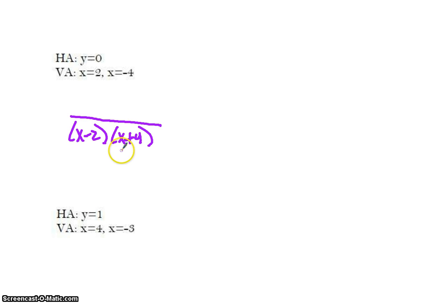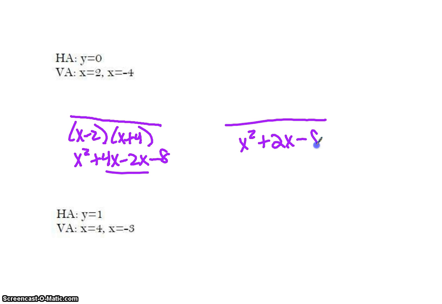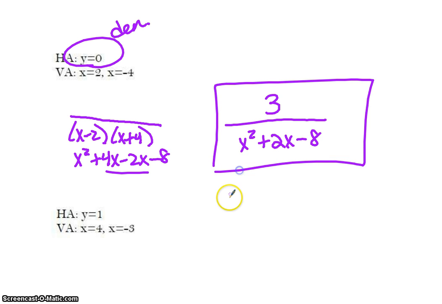Go ahead and do FOIL or distribute on the bottom here, and you get x squared plus 4x minus 2x minus 8. Combine your like terms here in the middle, and so your bottom is going to be x squared plus 2x minus 8. Your numerator is going to depend on what your horizontal asymptote is. If it's y equals 0, that means that the denominator has to be larger as far as the degree goes than the numerator. Since I have x squared, it means I can have an x in the top, or I can just have a number. Either one works. So you could just put 3. There you have it.